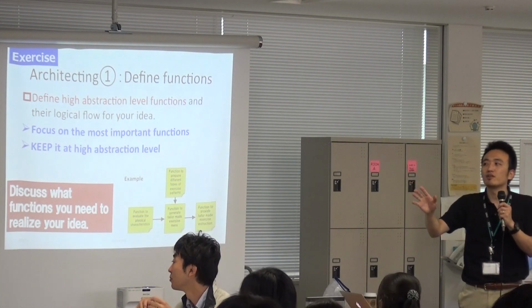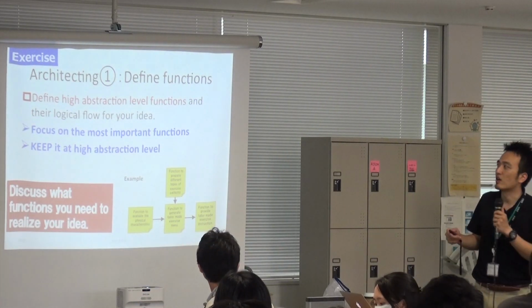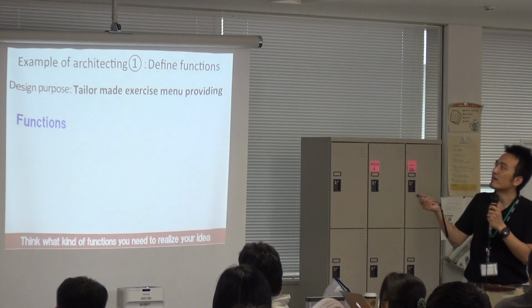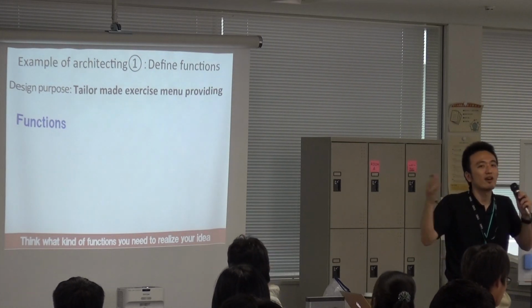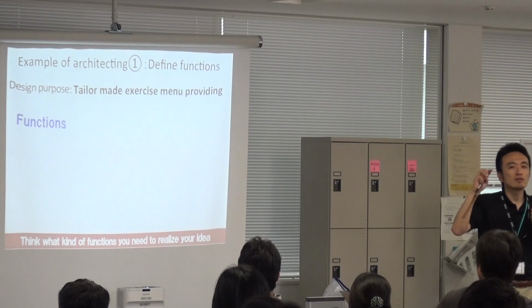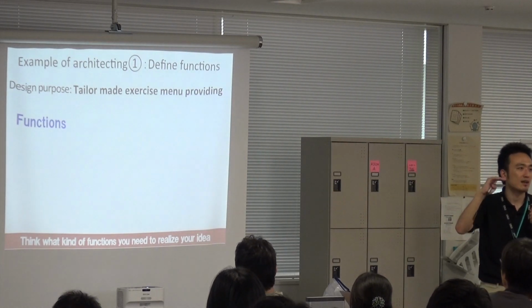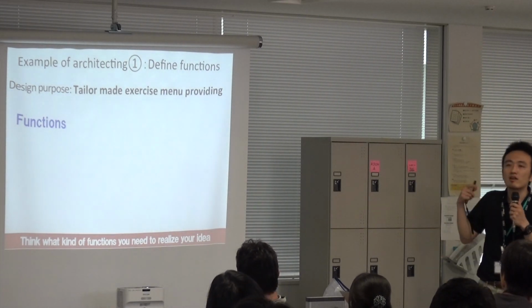Wait. I will show you another example before you move on. So here's what you do. Let's say tailor-made exercise menu providing was an idea for healthcare, whatever. And for the functions, pay attention to the level of abstraction I'm staying on. And I do it with post-it notes. So this is how you do it.